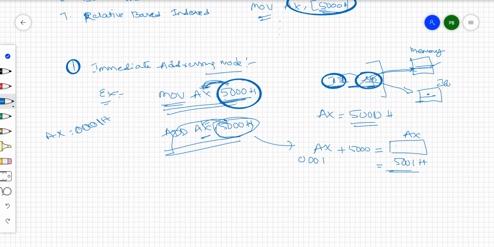And the second thing, if you look at this particular one, for example, is the register addressing mode.